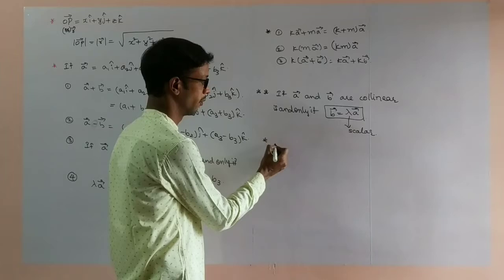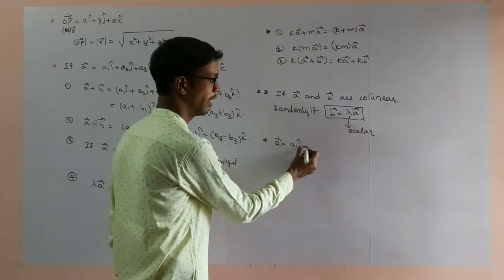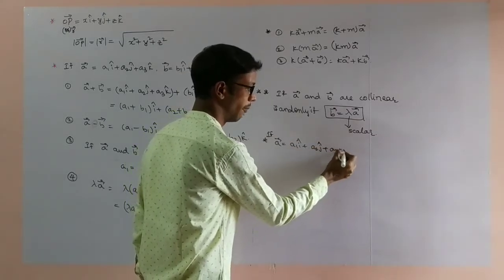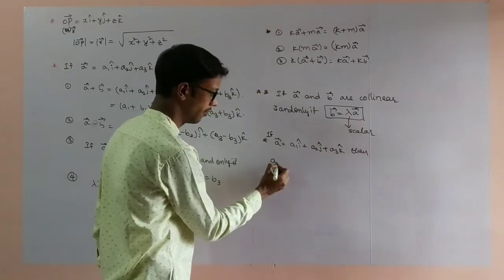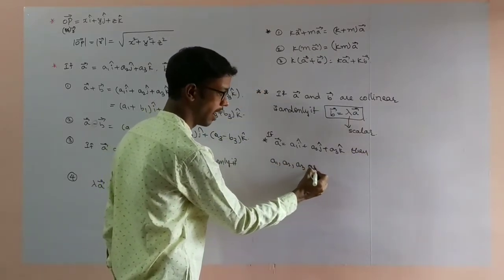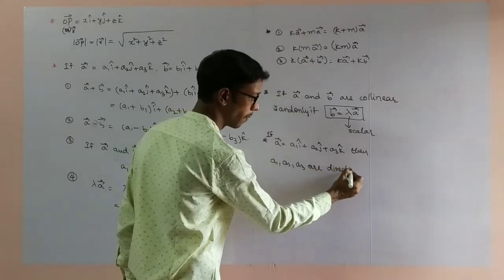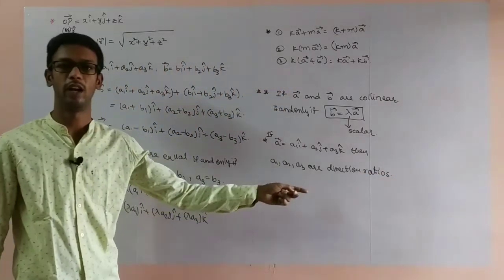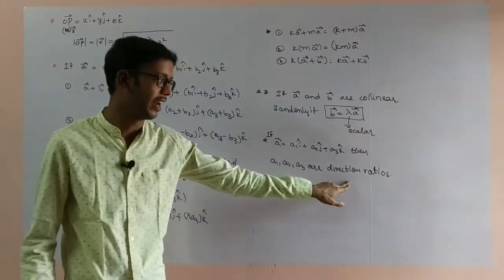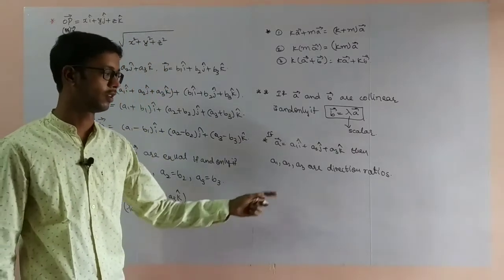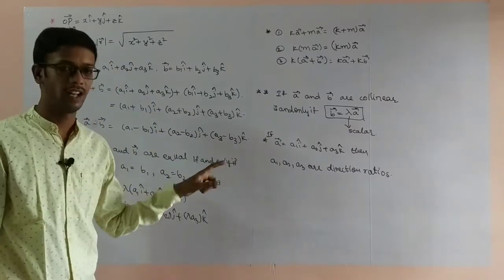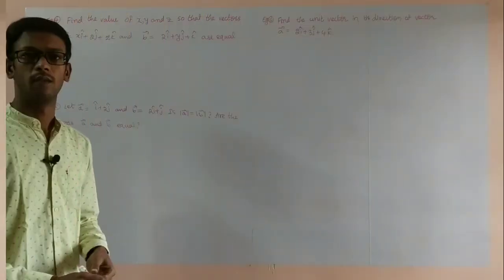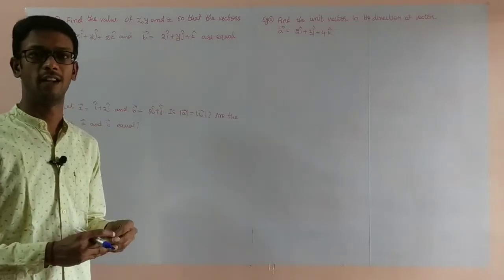Next, A bar is equal to A1 i cap plus A2 j cap plus A3 k cap. Then A1, A2, A3 are direction ratios. The scalar components A1, A2, A3 are also called direction ratios. These are important points and will be used in the exercise also. Pause the video to note it down. Next we see some example problems.